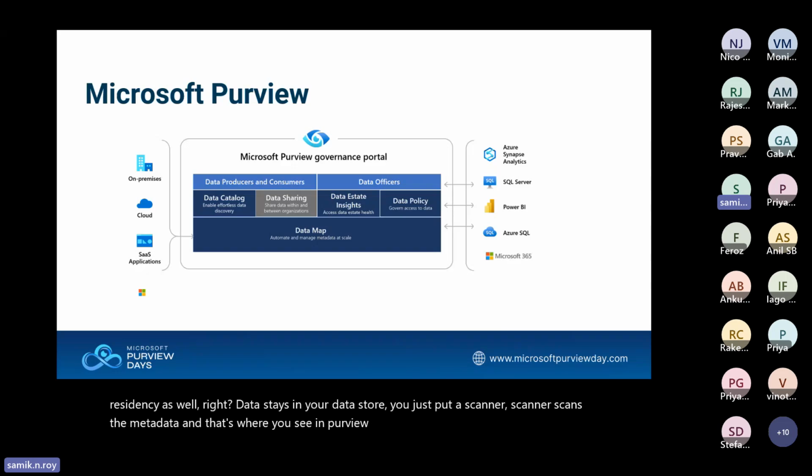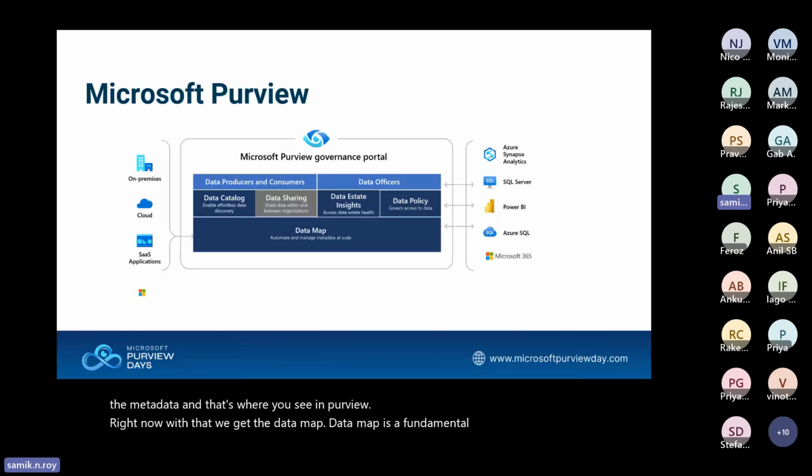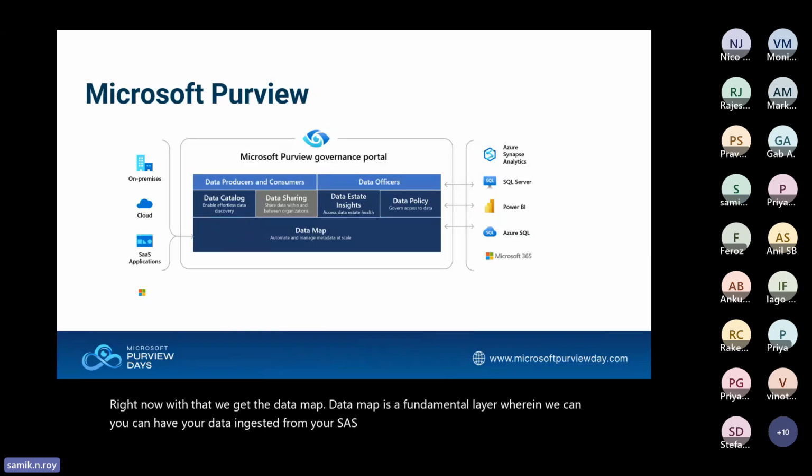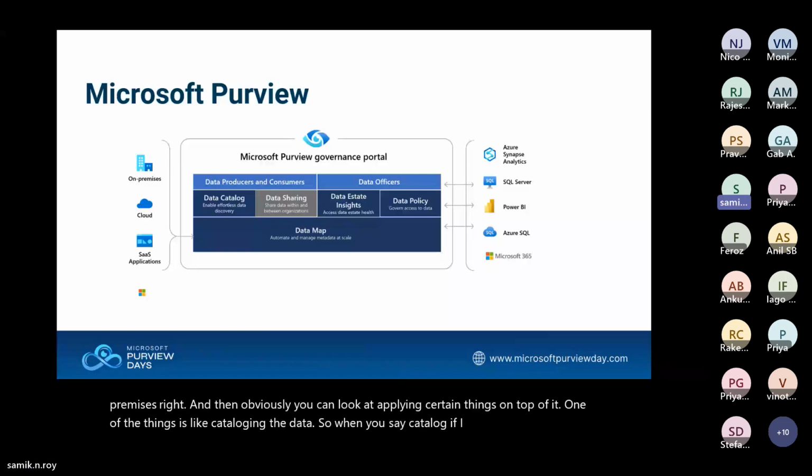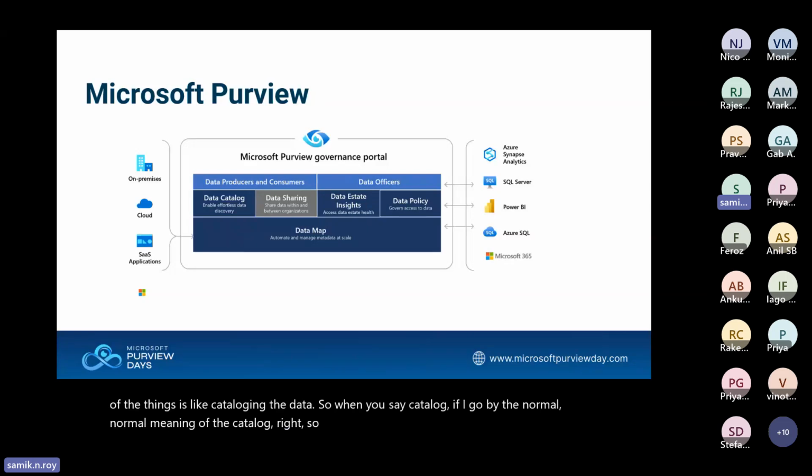Now with that, we get the data map. The data map is a fundamental layer wherein you can have your data ingested from your SaaS applications, your cloud applications, your on-premises, right? And then obviously you can look at applying certain things on top of it. One of the things is cataloging the data. When you say catalog, if I go by the normal meaning of the catalog, that means listing what we have.